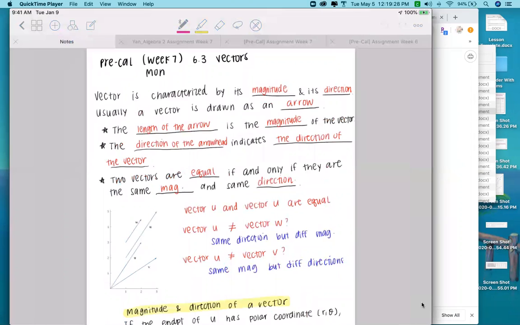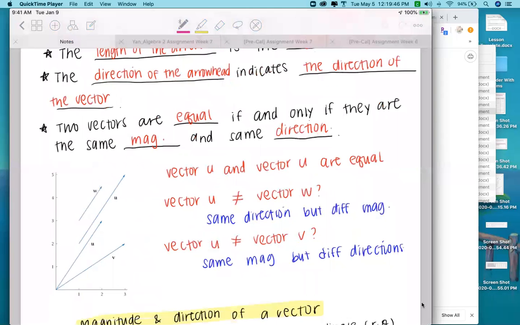Vectors are... So if you look at this page, a vector is characterized by its magnitude and its direction. So it's kind of like an arrow. The length matters, because this arrow doesn't mean that it's going to keep going on forever and forever. It just means the direction it's going, and the length is represented by something called a magnitude.